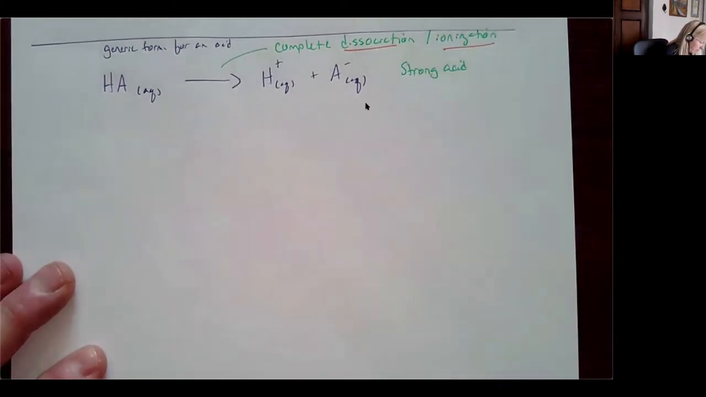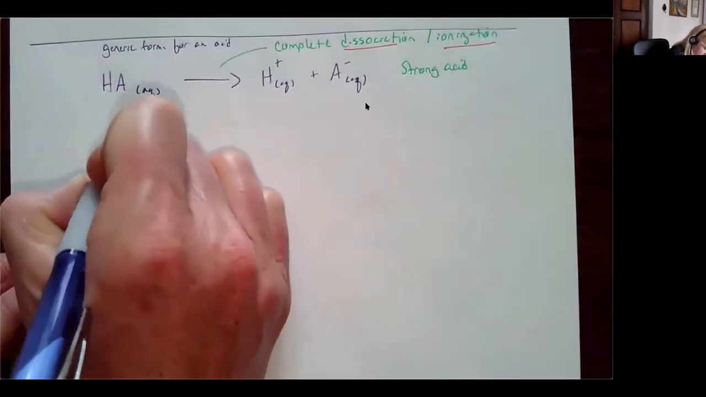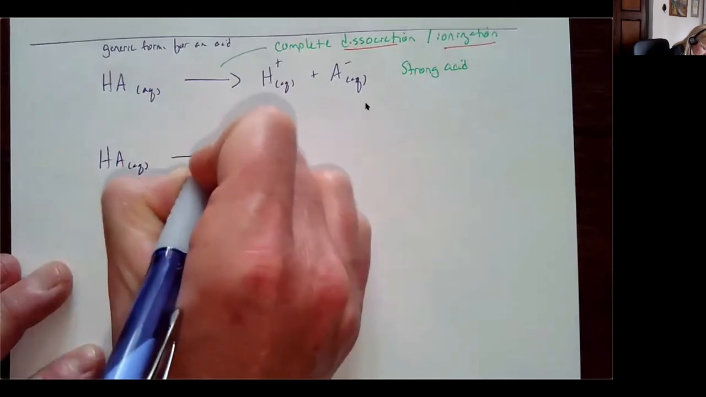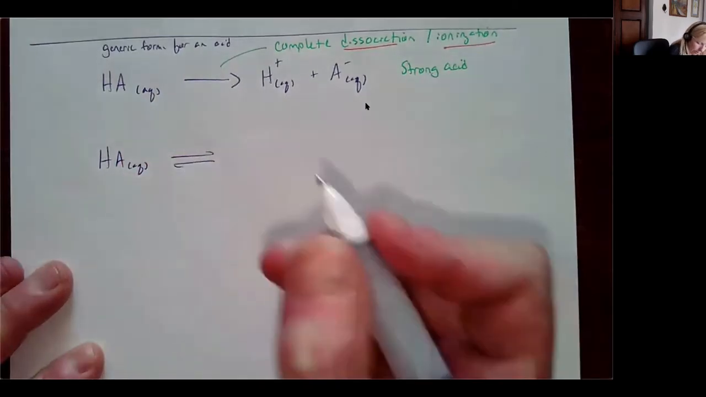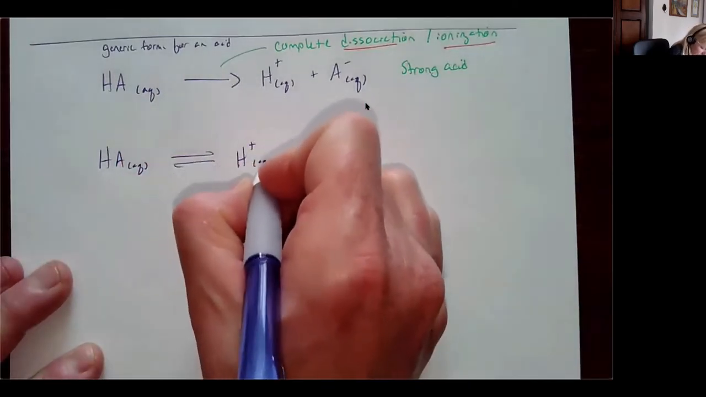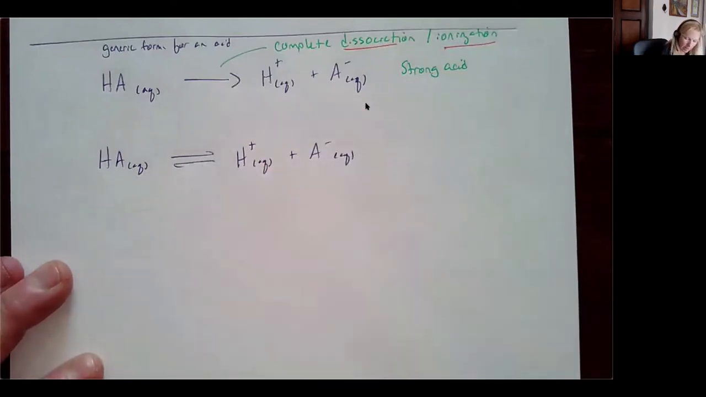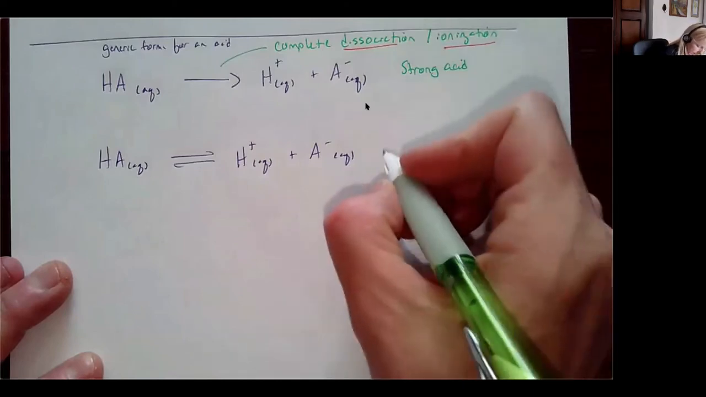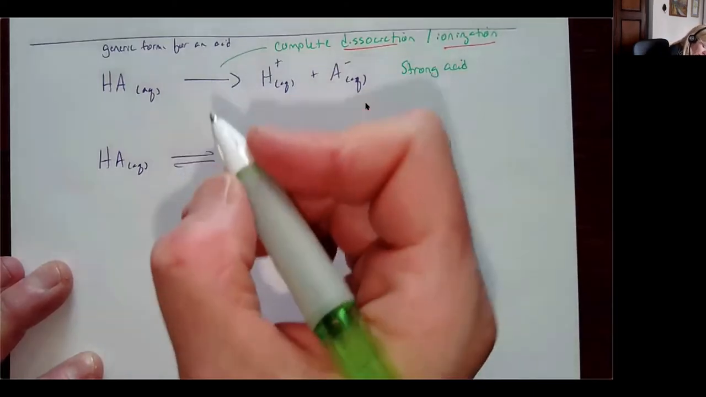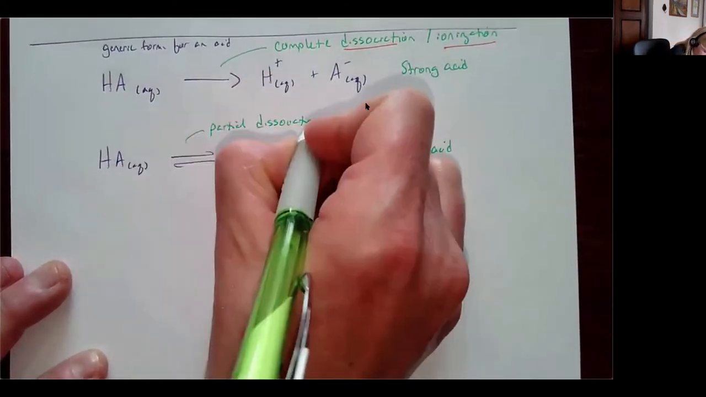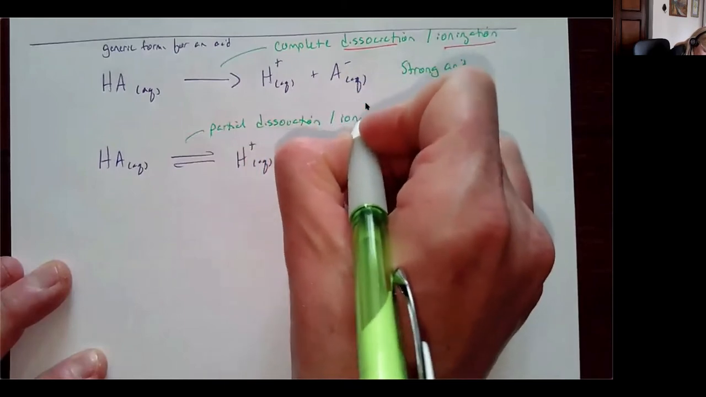If I have my generic acid here, and now I have my double arrow, and I have the same products, the only difference between these is now I have this double arrow. This means I have a weak acid, and I have partial dissociation, or I could call that partial ionization.